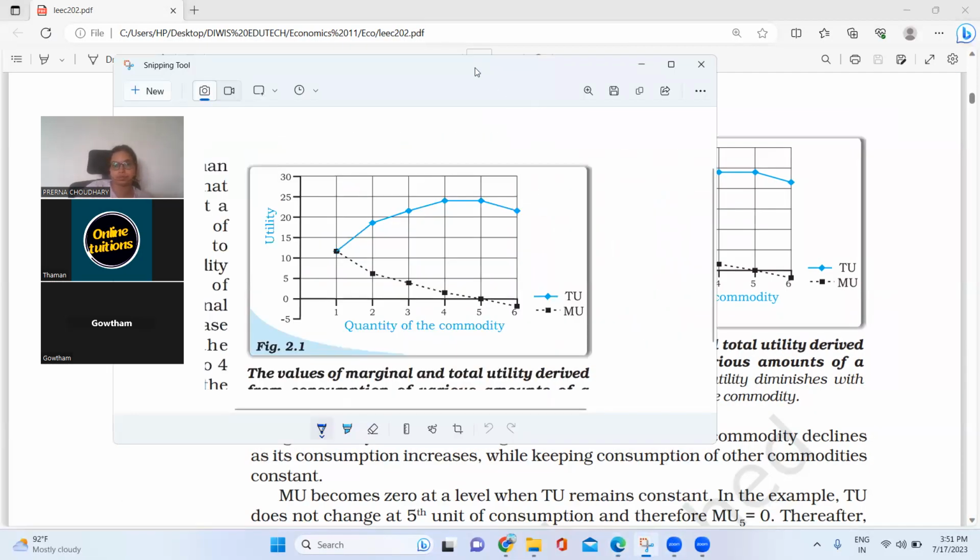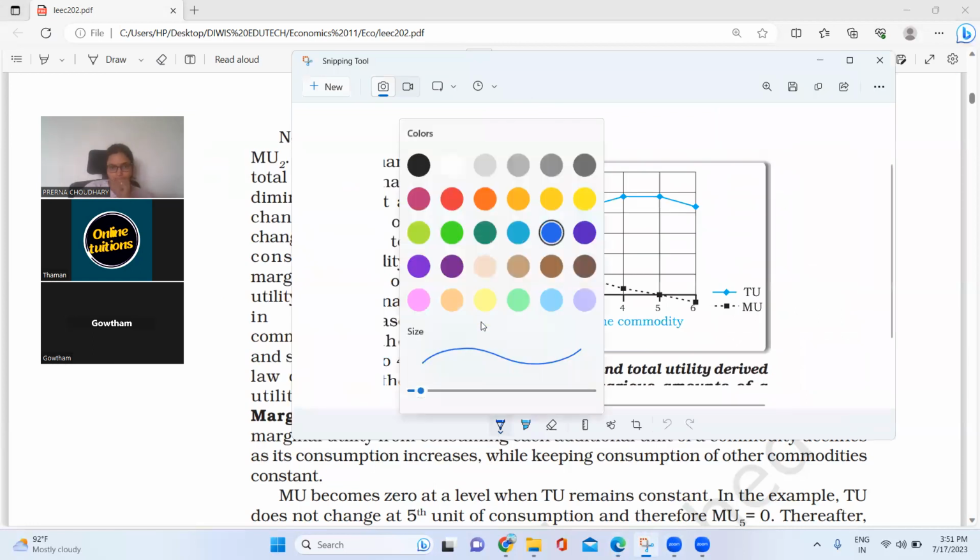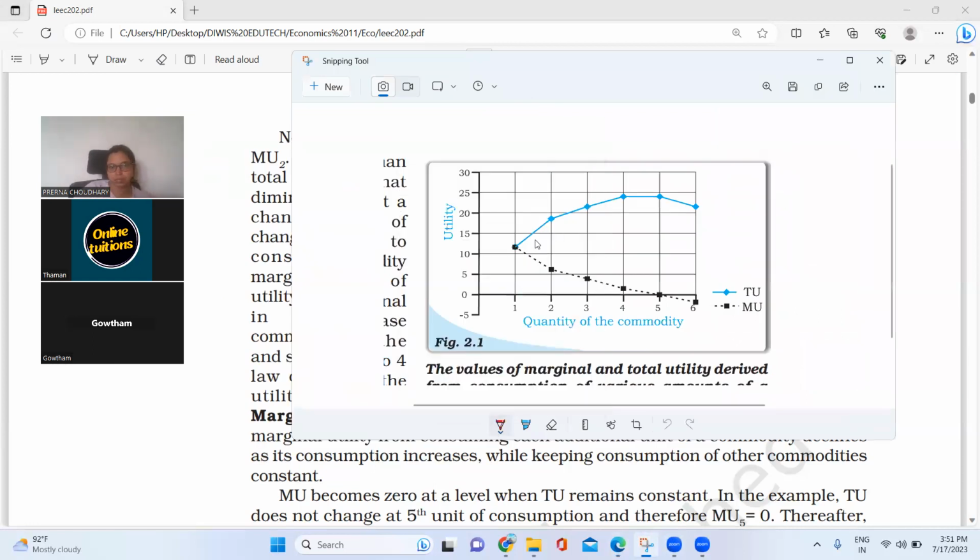See, it's going up, and for 2 units I got a satisfaction of, say, 18, then it's 22, then I have a utility of 24. Then again I have a utility of 24. Then it starts decreasing. So this is the thing for total utility.